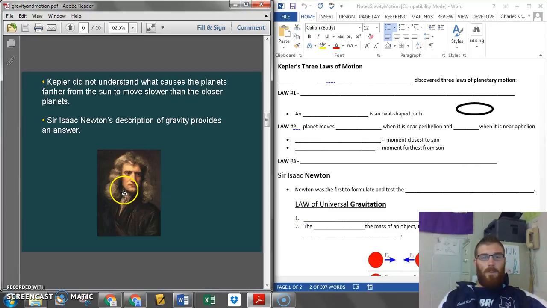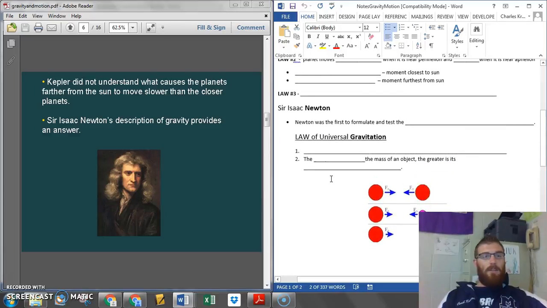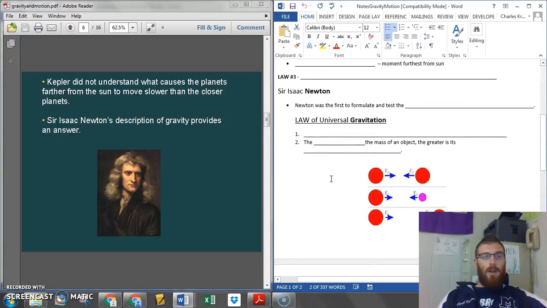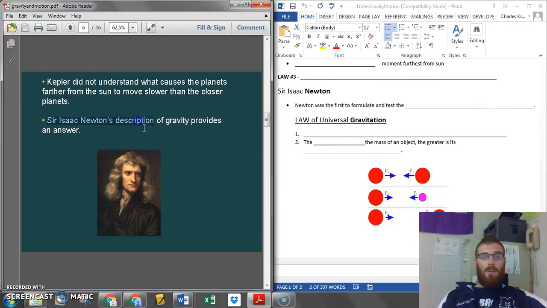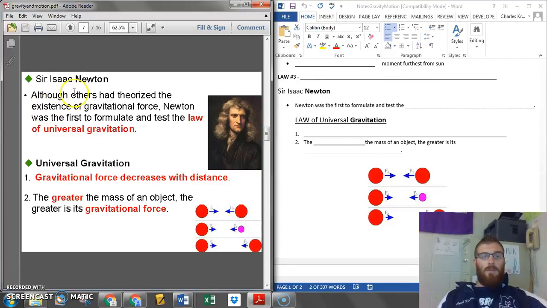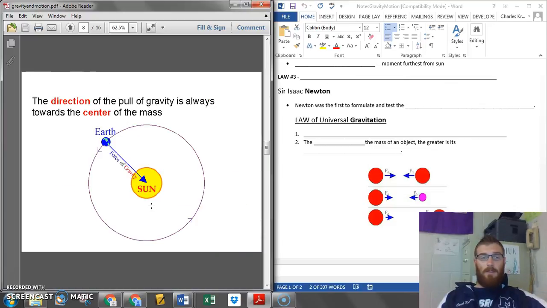Okay, moving on. So Kepler did not actually understand what caused the planets to move this way. He just was able to identify that this occurs. The man who was able to identify why this happens is Isaac Newton. Okay. So Newton was the first to test and theorize the universal law of gravitation. Okay, and the universal law of gravitation states that gravitational force decreases with distance and it increases with mass. So gravity is based on two things: distance and mass.